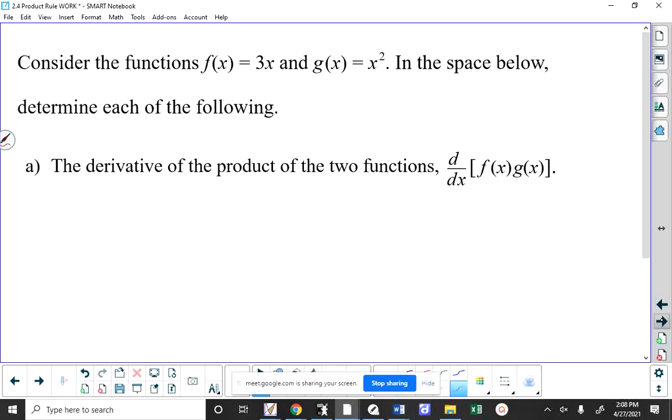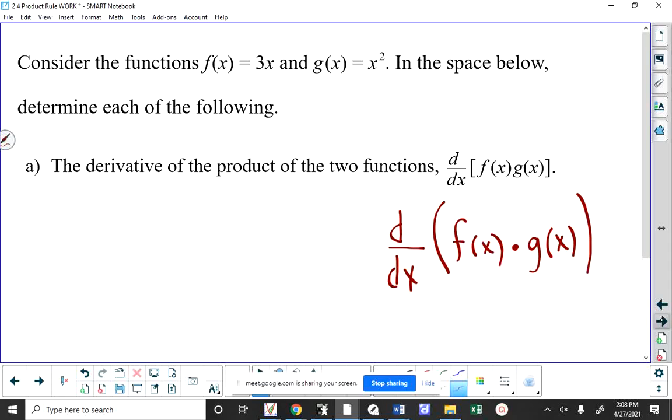I really want you to focus on what this says here. This says d dx of f of x g of x. It's the derivative of a product. This is a product. This is the derivative of the product. Okay.